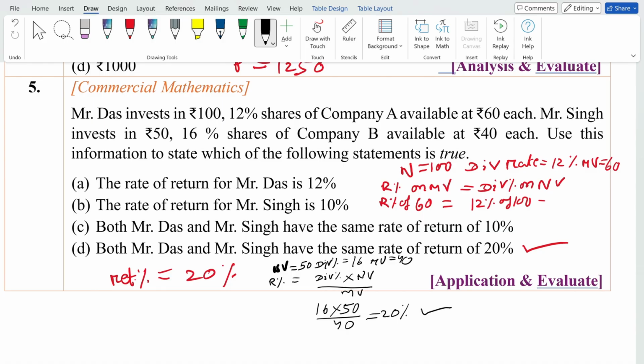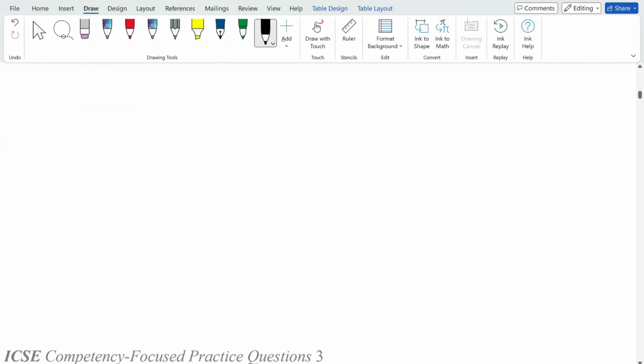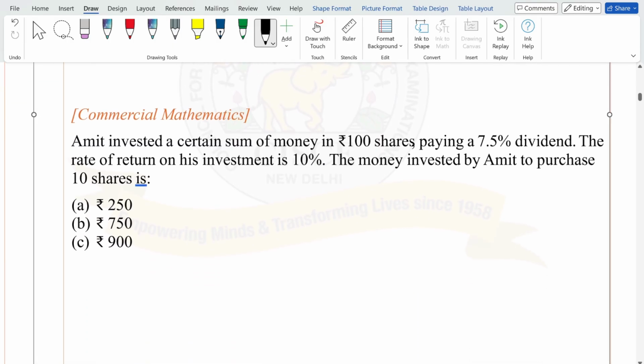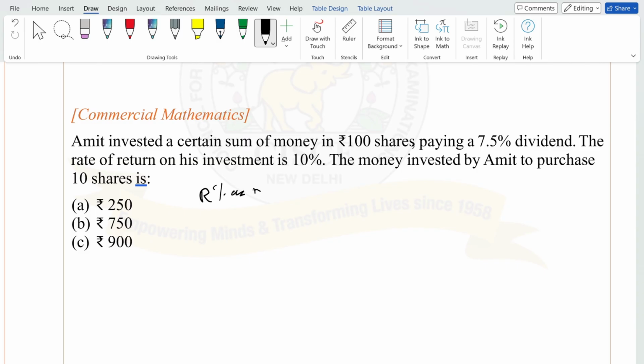Next question, question 6. This is also share and dividend. Amit invested a certain sum of money in rupees 100 share paying a 7.5% dividend. The rate of return on his investment is 10%. The money invested by Amit to purchase 10 shares. Now return percentage on MP equal to dividend percentage on NP.